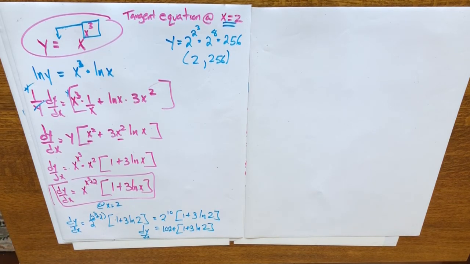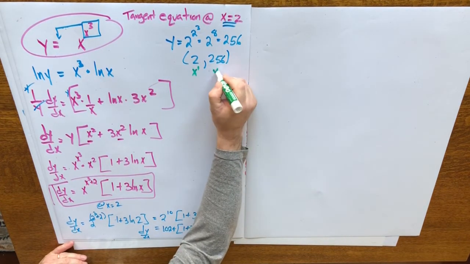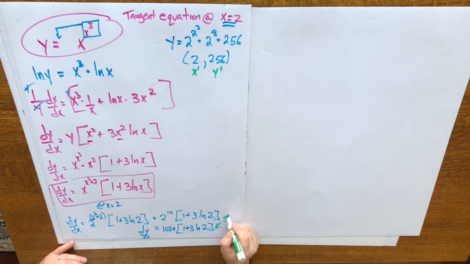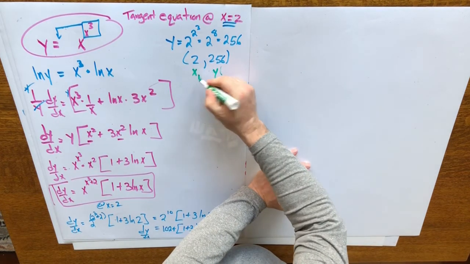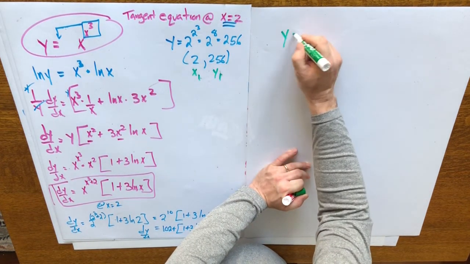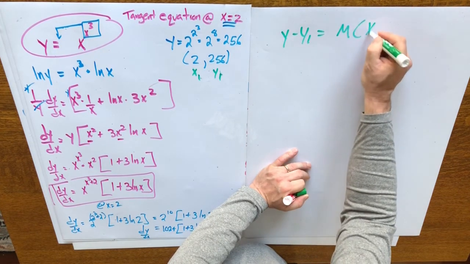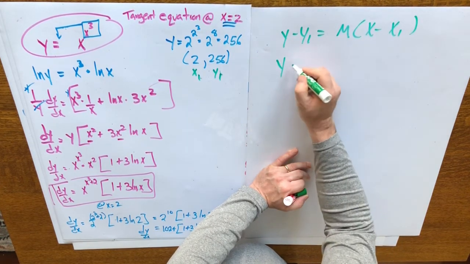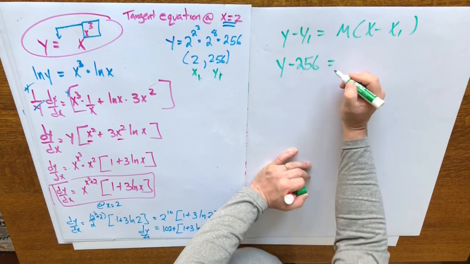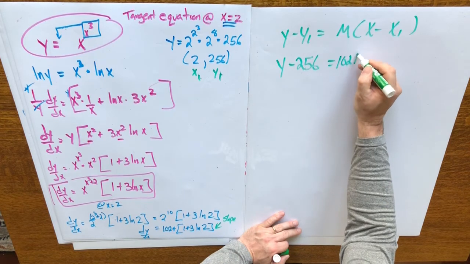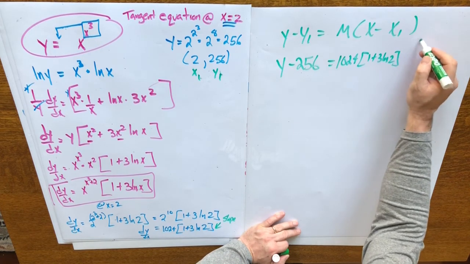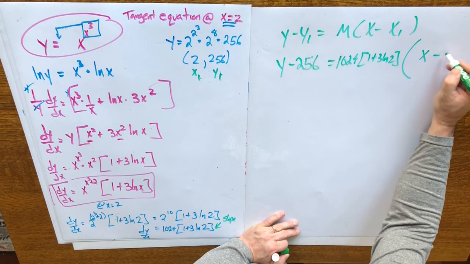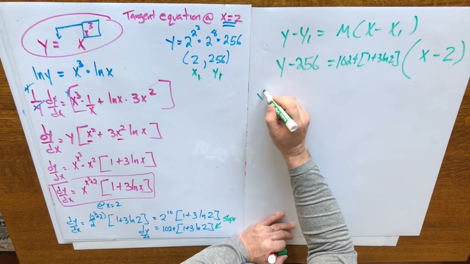We want to find the equation of the tangent line, it says. Here is your x1 and your y1. Here is your slope. So we're just going to plug those values into this formula. That should be x1 and y1 like that. Y minus y1 equals m times x minus x1. Y minus 256 equals m, 1024 times 1 plus 3 ln 2, times x minus 2.